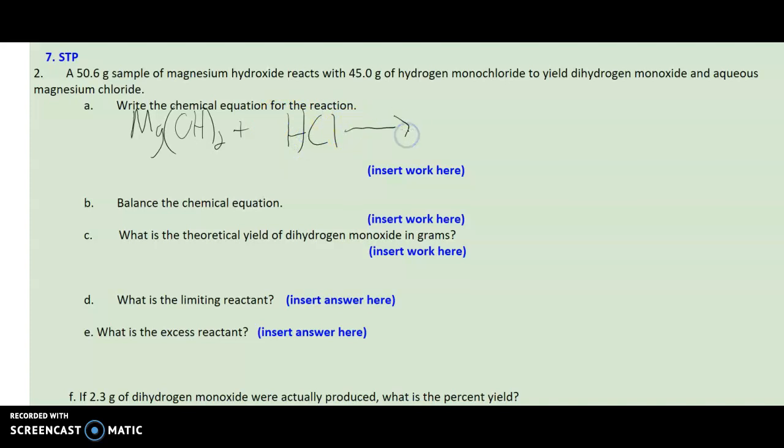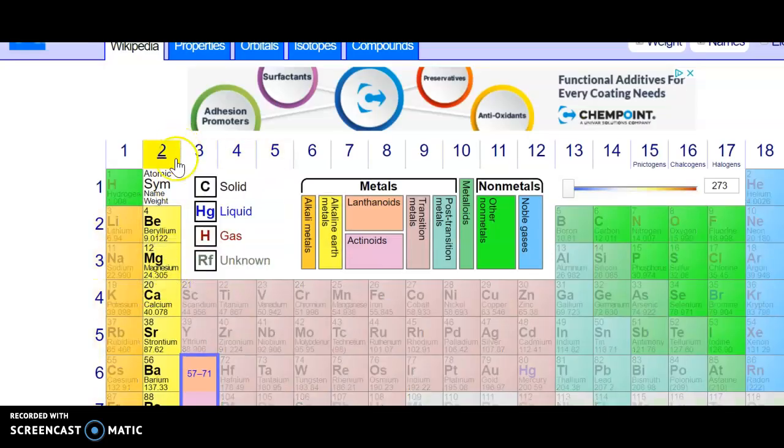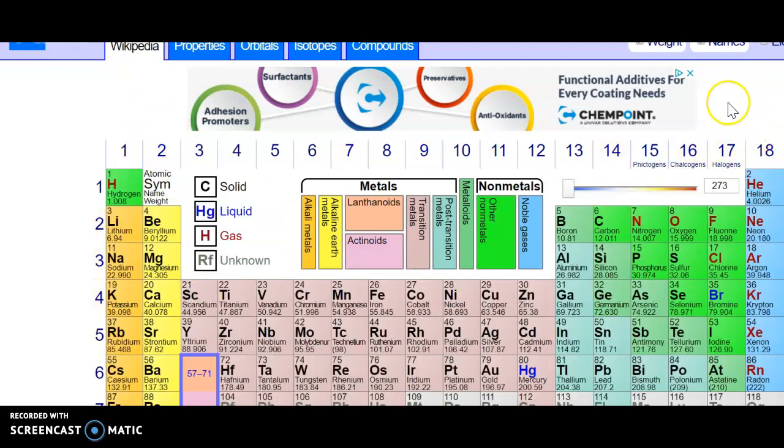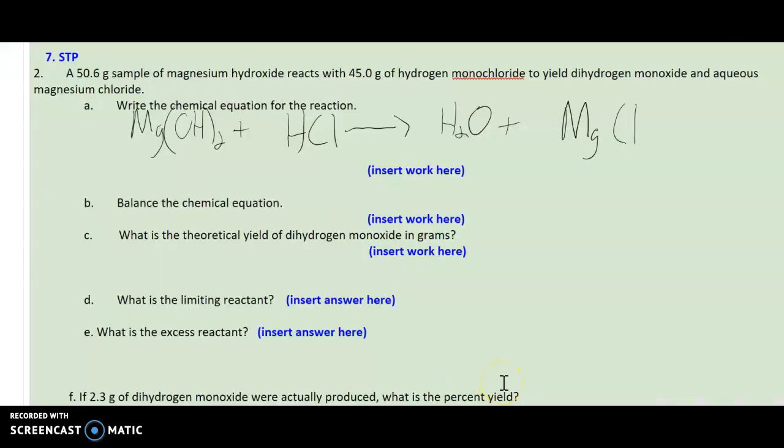yields dihydrogen monoxide, H2O, plus magnesium chloride. Now, I can't remember the charges of those off the top of my head. Remember, they have to equal 0. So magnesium, going back to my periodic table, because it's in the second group, it's going to have a +2 charge, and chlorine is going to have a -1 charge. To make those equal 0, I am going to need 2 chlorines. All right, cool. Great, done with that part.